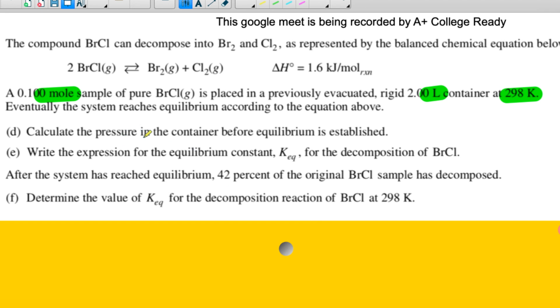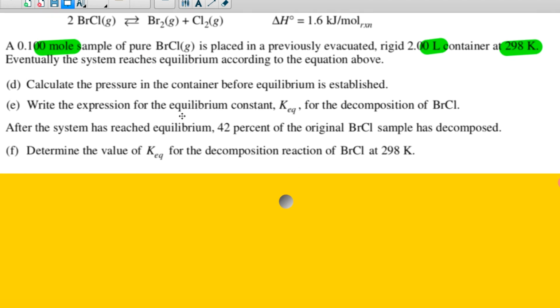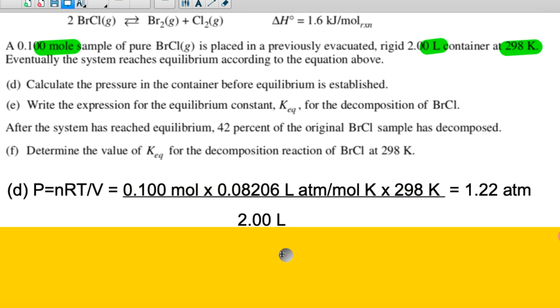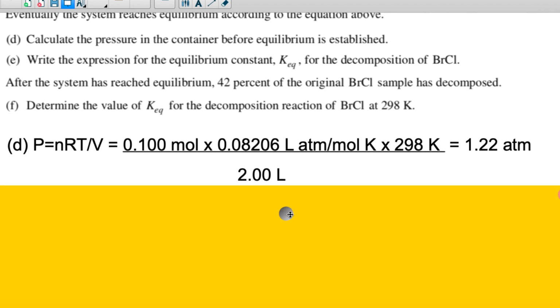So you've got several things in here that are point-worthy. The goal is to get them all right. Now, maybe you don't get them all right, but don't ever leave one blank. Let's go ahead and try every single question, because the best way to miss one is to never answer it at all. So I'm going to plug into the first one. I'm just using PV equals nRT. Now, I found it in atmospheres. You could have found it in torr. You would just have to use a different R value. So the answer comes out to be 1.22 atmospheres. That was part D. Part E.